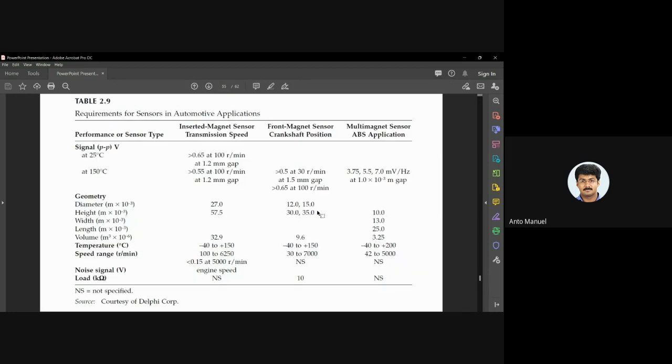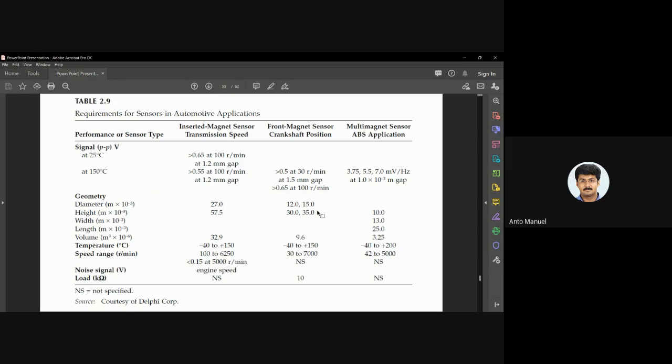Okay, and these are some considerations when we are going for automotive applications, and this is just an example. Signal peak to peak voltage, what it should be at 25 degrees celsius, and what the change may be at 150 degrees celsius. And geometry, how we can go for the geometry in the case of an inserted magnet sensor as well as a front magnet sensor and a multi magnet sensor, for the different kinds of applications in automobiles.